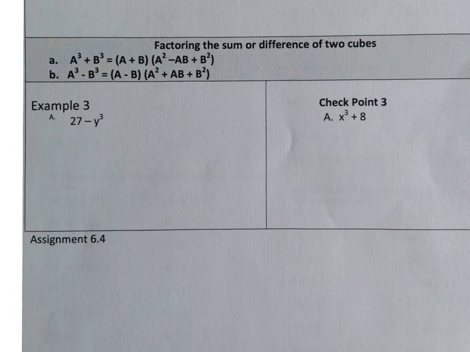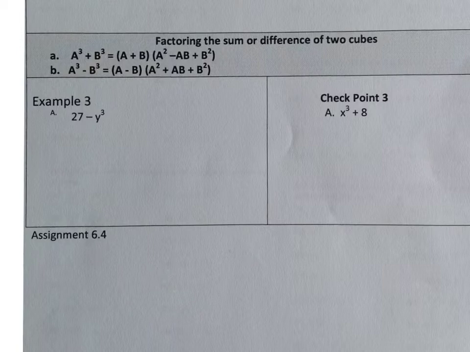Factoring the sum or difference of two cubes. You have two new formulas. You have a cubed plus b cubed. That comes out to a plus b times a squared minus ab plus b squared. And a cubed minus b cubed would be a minus b times a squared plus ab plus b squared. Very similar formulas, the only difference is the signs.